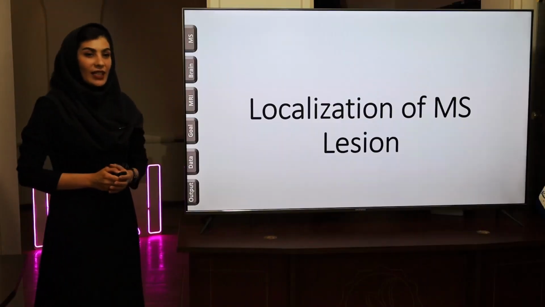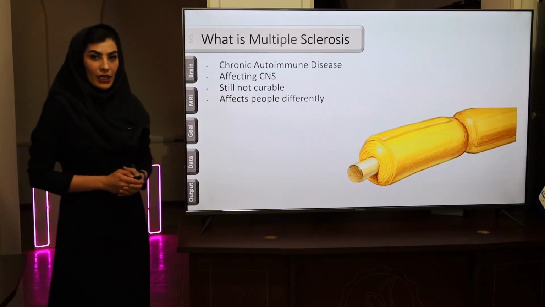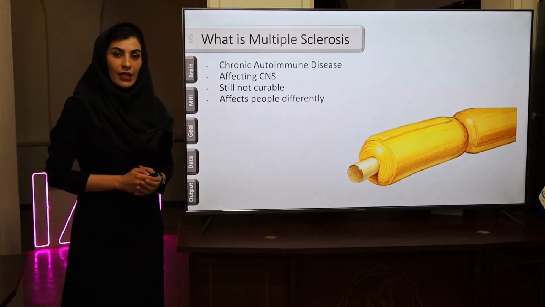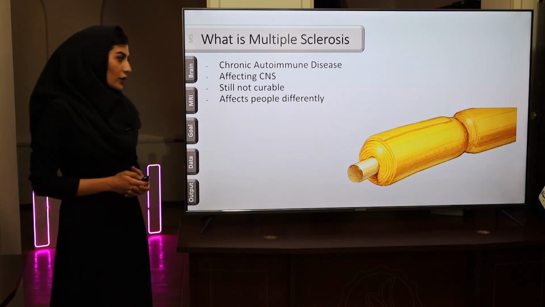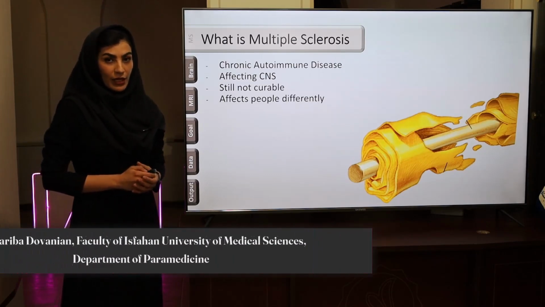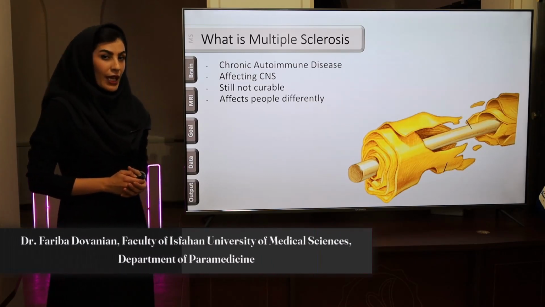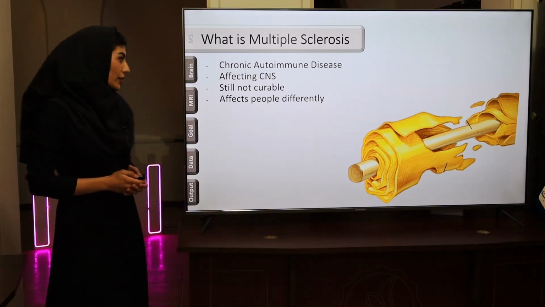The title of this challenge is Localization of MS lesion. MS, or multiple sclerosis, is a potentially disabling disease of the central nervous system, which affects the brain and spinal cord. In MS, the immune system attacks the protective sheath, myelin, that covers nerve fibers, and that may cause communication problems between the brain and other parts of the body.